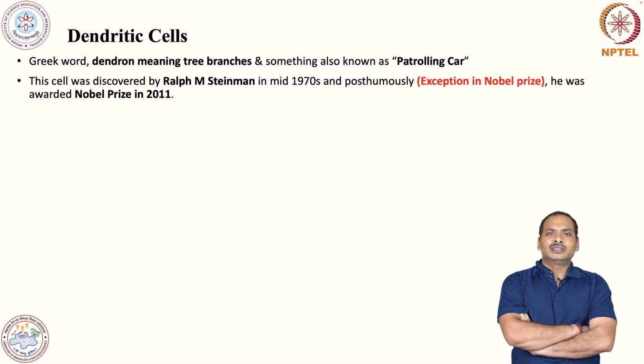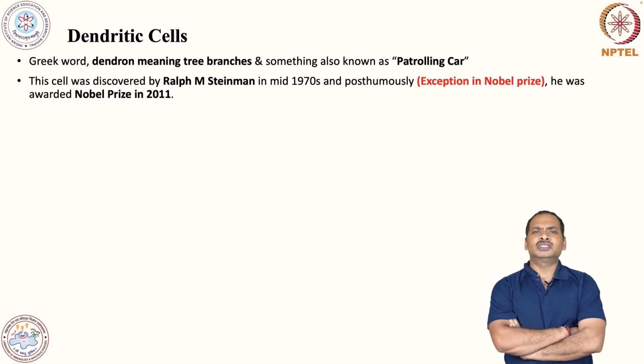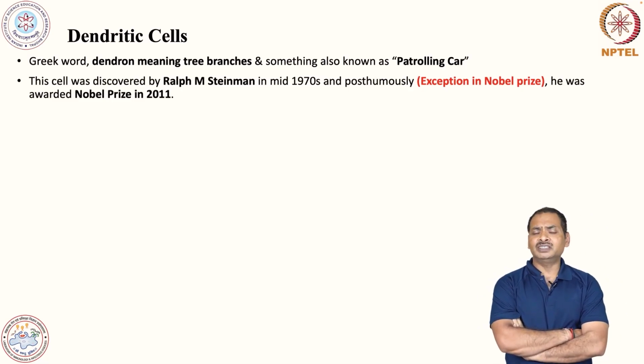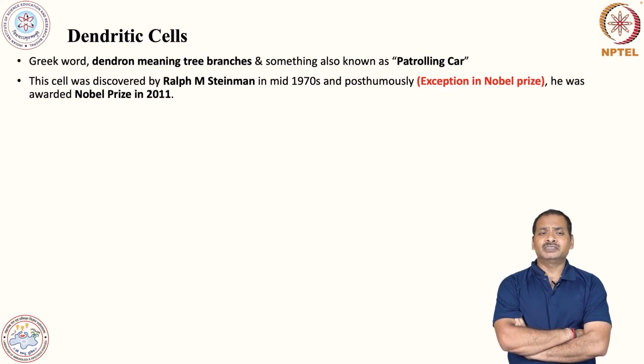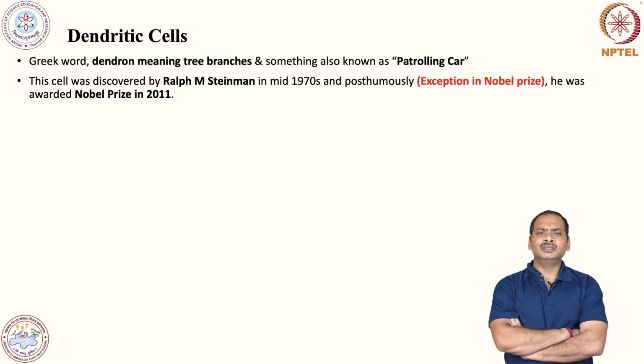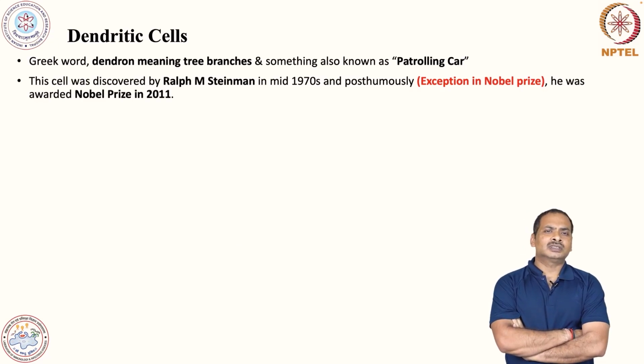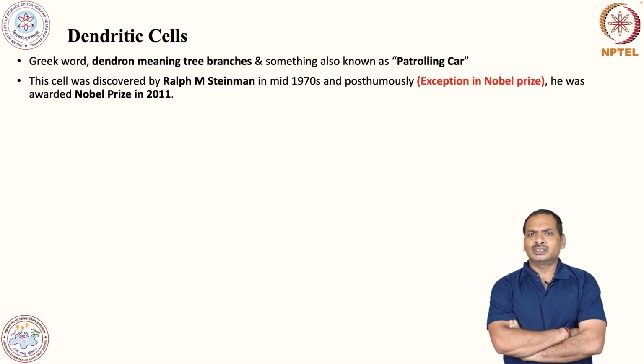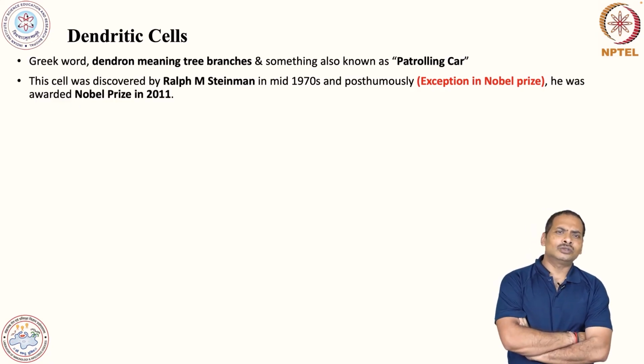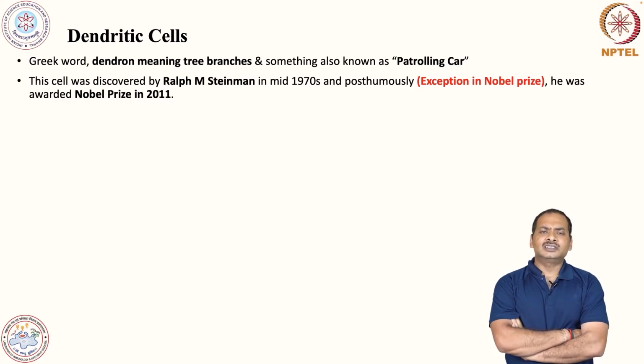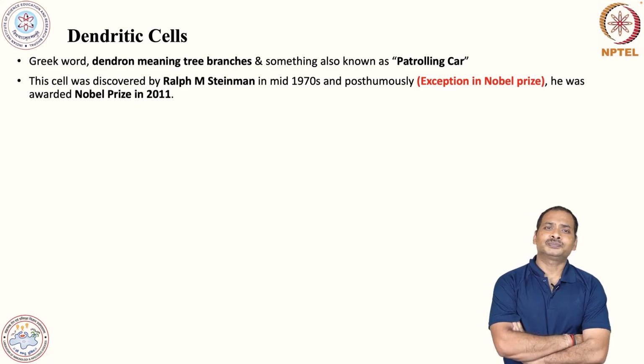This cell was first discovered in the mid 1970s, about 1973, by a very talented scientist, Ralph M. Steinman. He also initially got confused after looking at this structure. So, this cell was discovered by him, and then later on, throughout his life, he characterized these cells, and he also tried to use these cells for various therapeutic purposes.